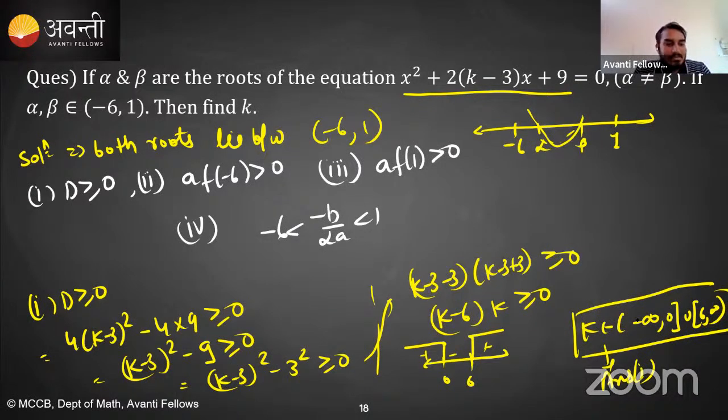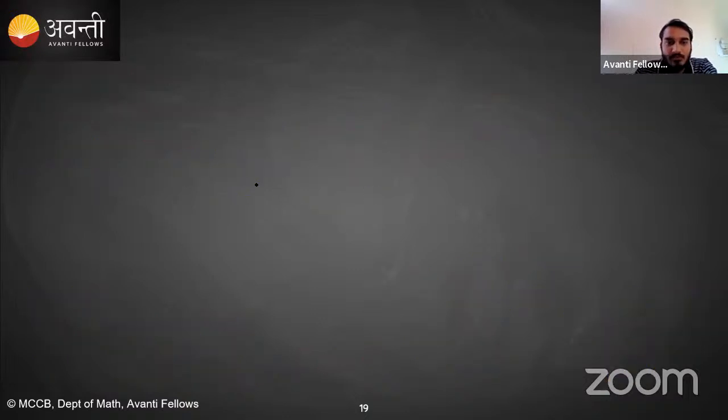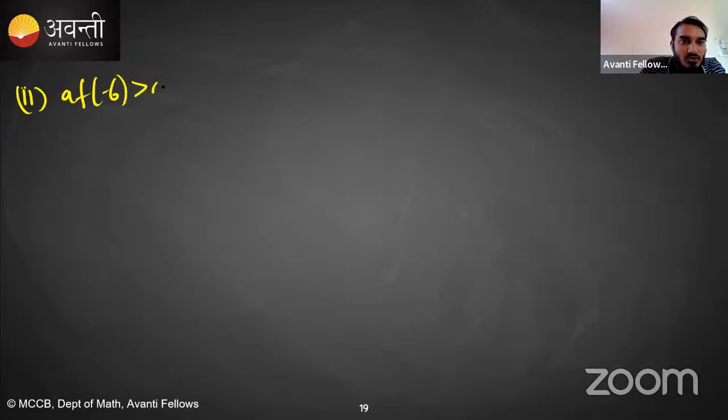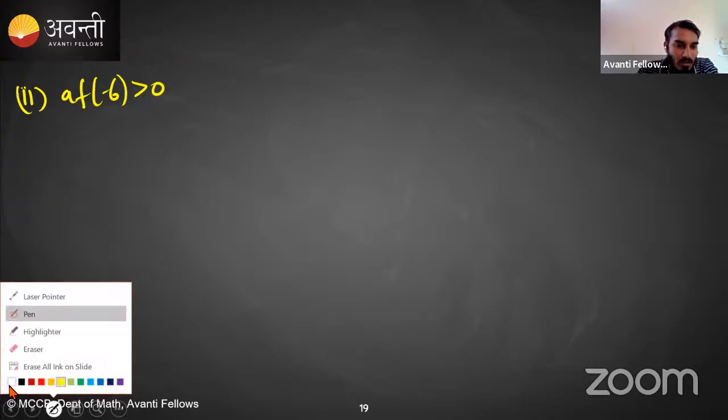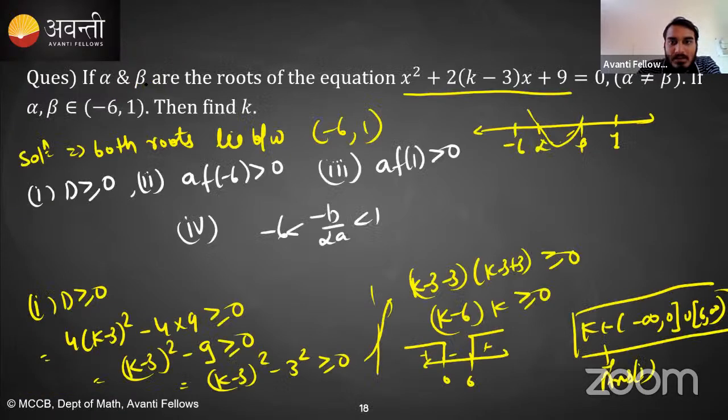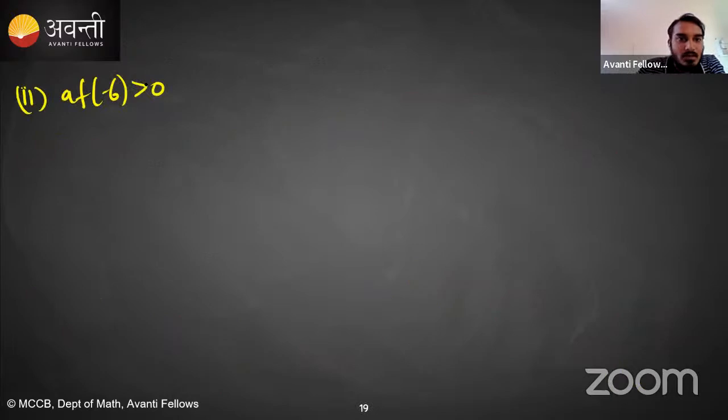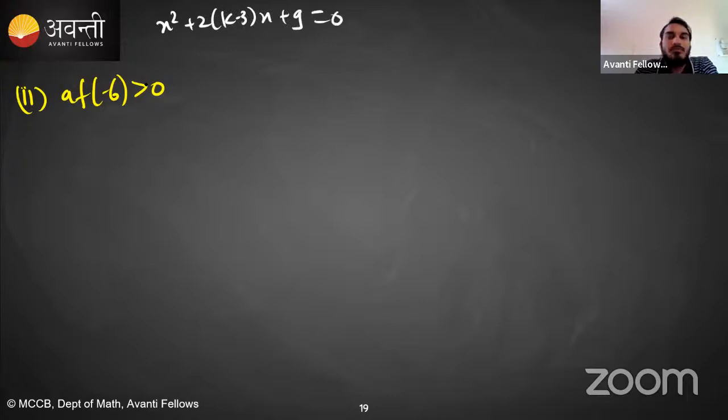Now what is the second condition? Second condition is that a into f of minus 6 should be greater than 0. Yes or no? Right? What is the quadratic expression? Let me write the quadratic expression here once. The quadratic expression is x² plus 2 into (k minus 3) into x plus 9 equal to 0.